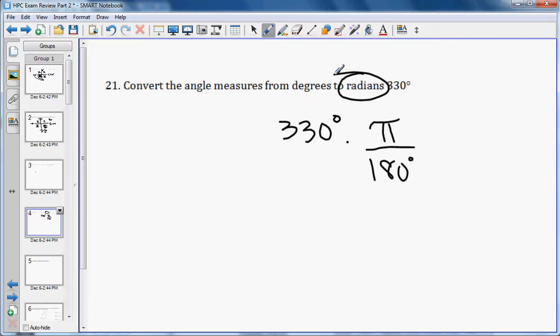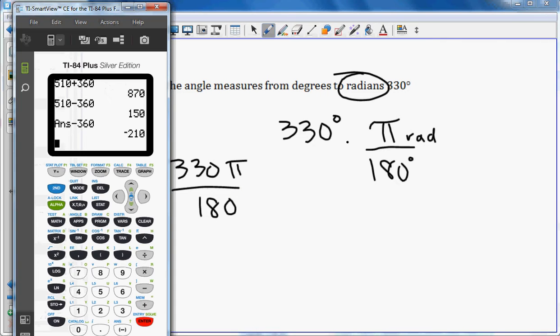So the one you want to get goes on top. So we get 330 pi over 180, and we can reduce the 330 over 180 part. So let's just type in 330 over 180 and change that to a fraction. So we get 11 over 6, or 11 pi over 6.